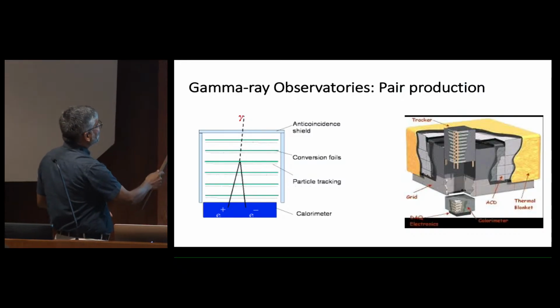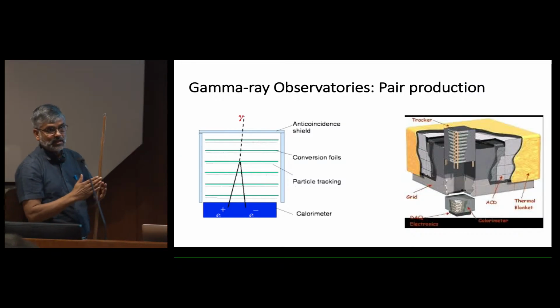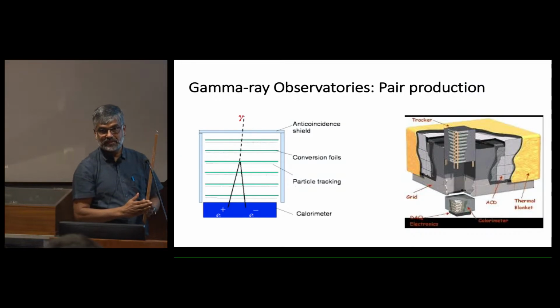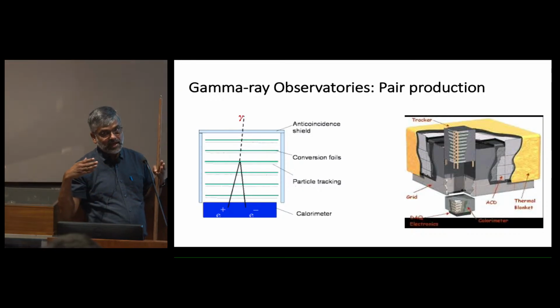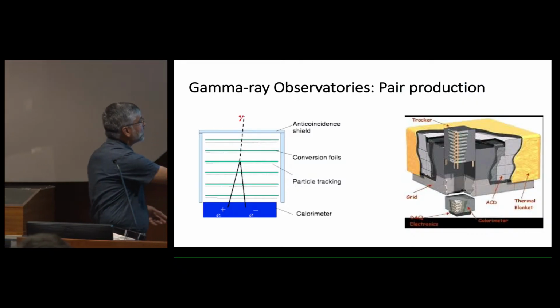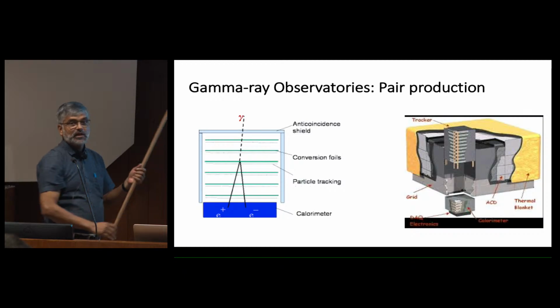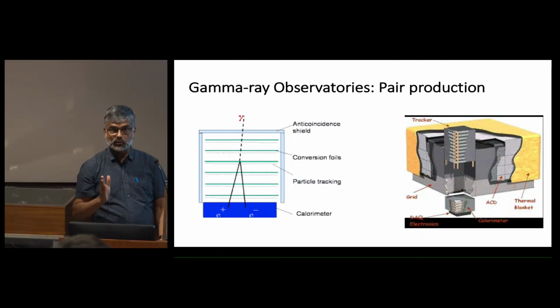You have these alternate layers of some high Z material which are called conversion foils. If a gamma ray has come, it might interact with one of these, and an electron positron pair is created. The electron positron pair will carry most of the energy of this incident gamma ray, and they will then produce tracks. And you have detectors in between which can measure the direction of those tracks.